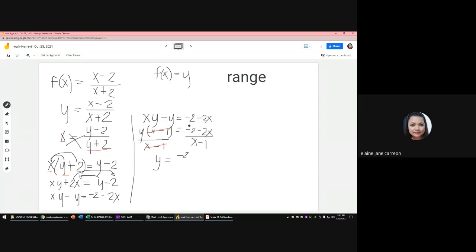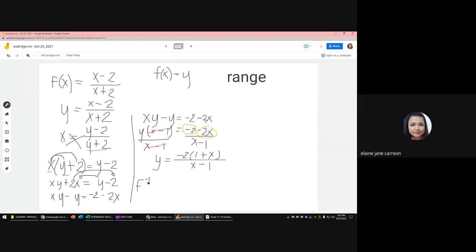Tingnan nyo. This is one term. This is a binomial. This is one term. This is another term. And common factor is negative 2. So we can factor out negative 2. Negative 2 divided by negative 2 is 1. And negative 2x divided by negative 2 is plus x over x minus 1. This is now the inverse of the function. Some other may write it as the inverse of f of x.